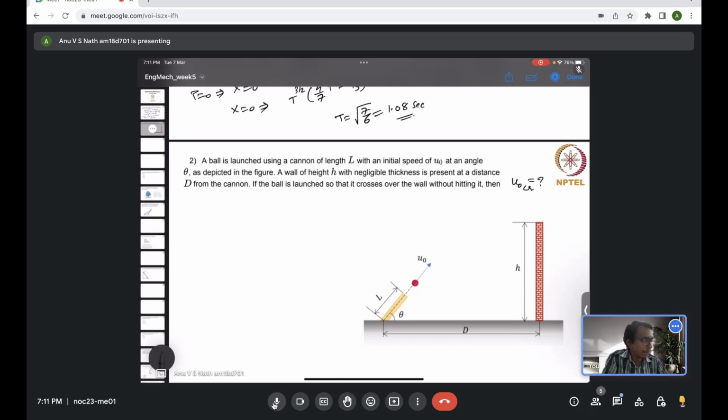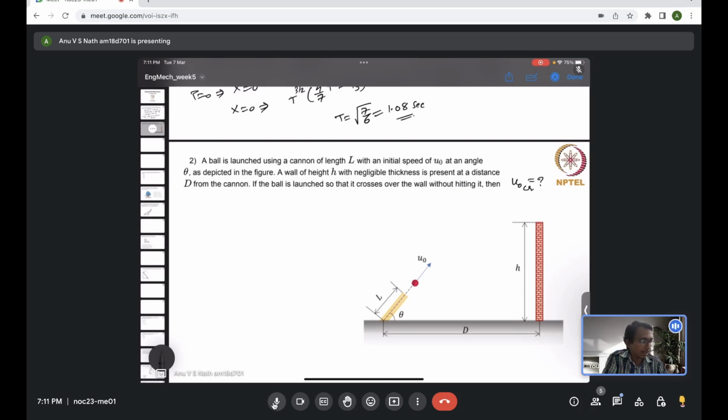So the hint is that you have to find the position of the ball at any instant in time, for a general time, both in the x direction and in the y direction. Then combine both, eliminate time, and represent the trajectory of the ball as a function of x and y, where x and y are the position of the ball at any time.